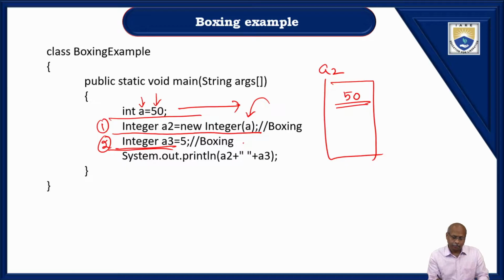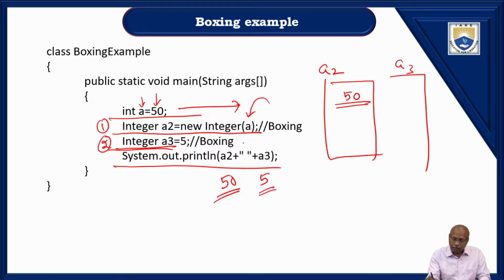Both are correct. Now when you are printing, you can print directly. A2 is the first object plus A3 the second object. So in A2 I will get how much value? In A2 I will get 50. In A3 how much is there? 5. So 50 comes from A2 and 5 comes from A3. So that means A3 is also another object where value 5 is there.